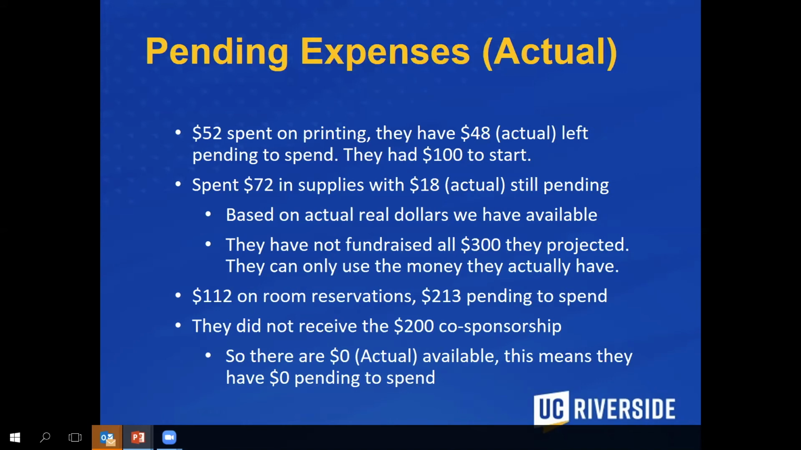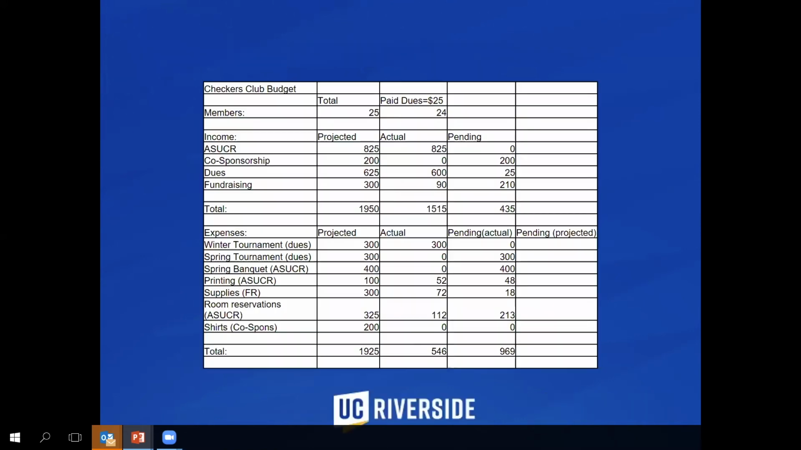They've spent $112 on room reservations, and they should have $213 pending to spend in that area. They did not receive the $200 co-sponsorship, so there are 0 actual dollars available in this area. This means they have 0 pending to spend because they have 0 actual real dollars available in this area. So let's plug those numbers in. And that would go here.